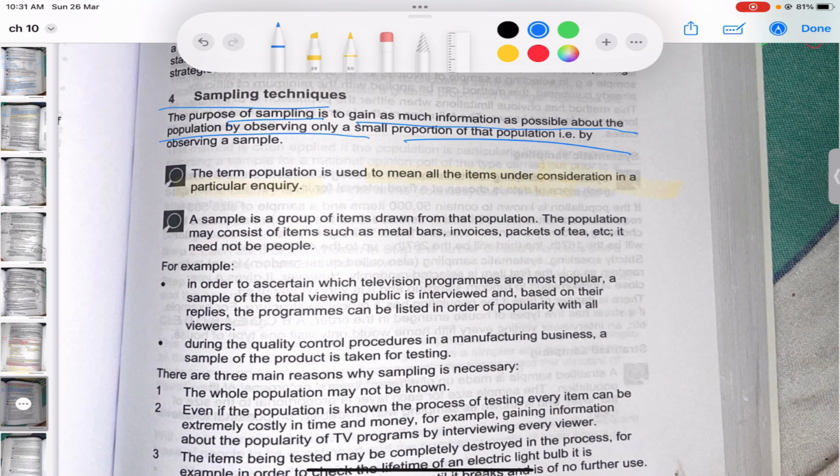So what do I mean by population? Let me take an easier example. Say I have online tuitions, a tuition classes business, just as an example. Now I would like to inquire from the students what exactly they require from me.